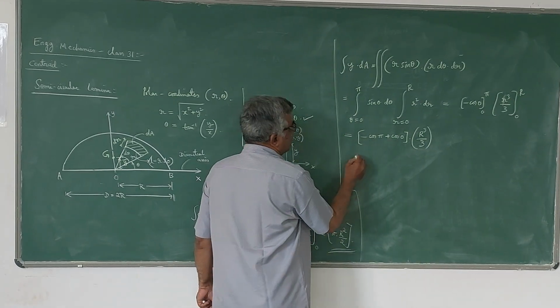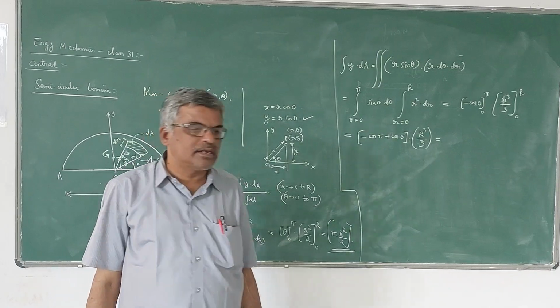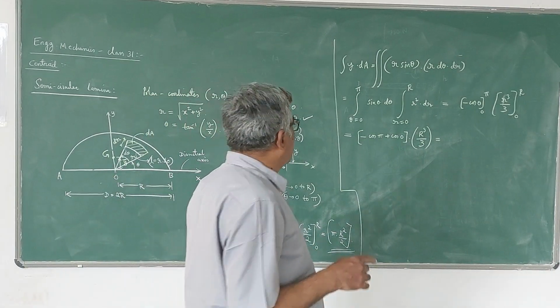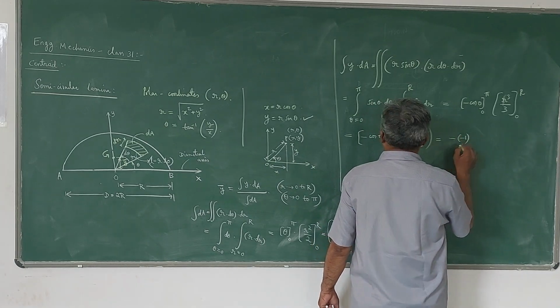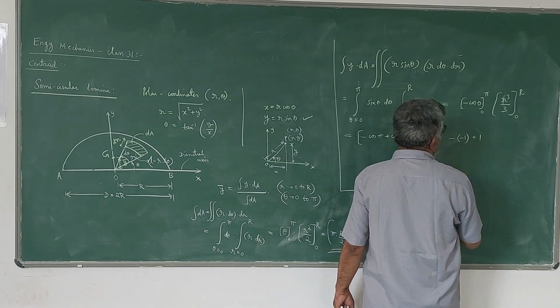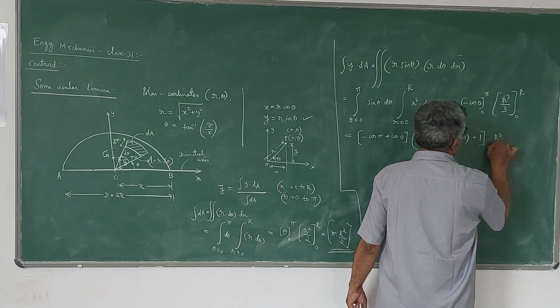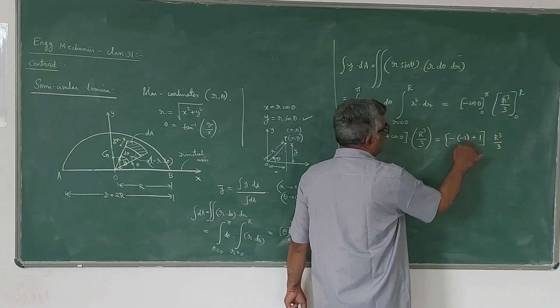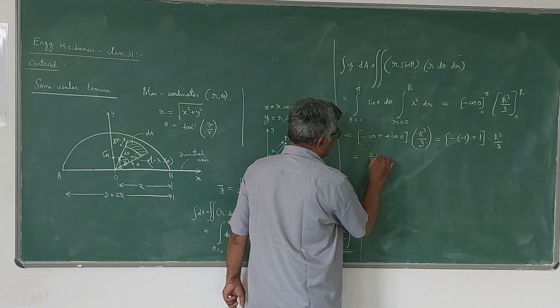Now if you simplify, the value of cos pi is minus 1. That means minus of minus 1 you will get plus, and cos 0 is 1. So you will get something like this into r cube by 3. If you simplify this, it is 1 plus 1, 2. So 2 by 3 r cube.